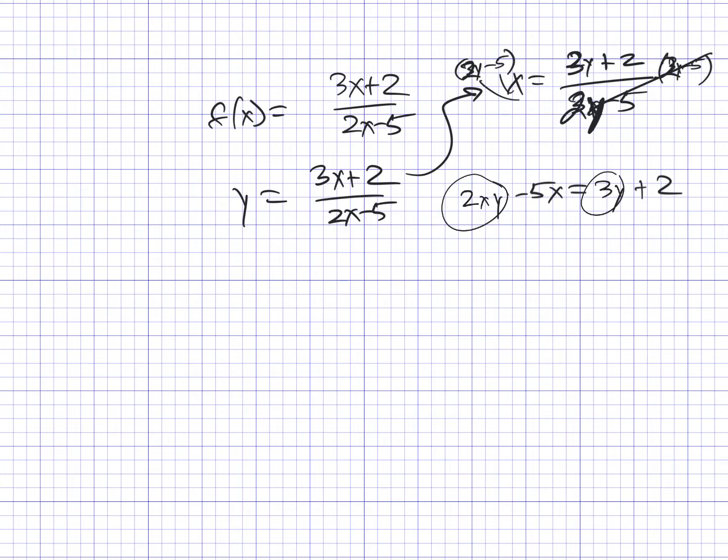So if you're taking notes, the process is that. Get your variable out of your denominator, if it's there. That's the second thing. The first thing is obviously switch x and y. And then get your variables on the same side. All right, so I'm going to move the y over here. So 2xy minus 3y, and move the 5x to the other side.